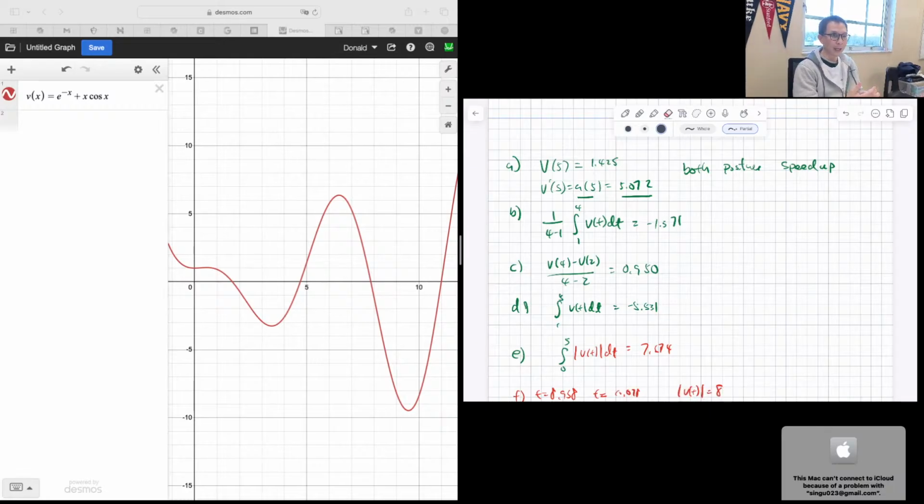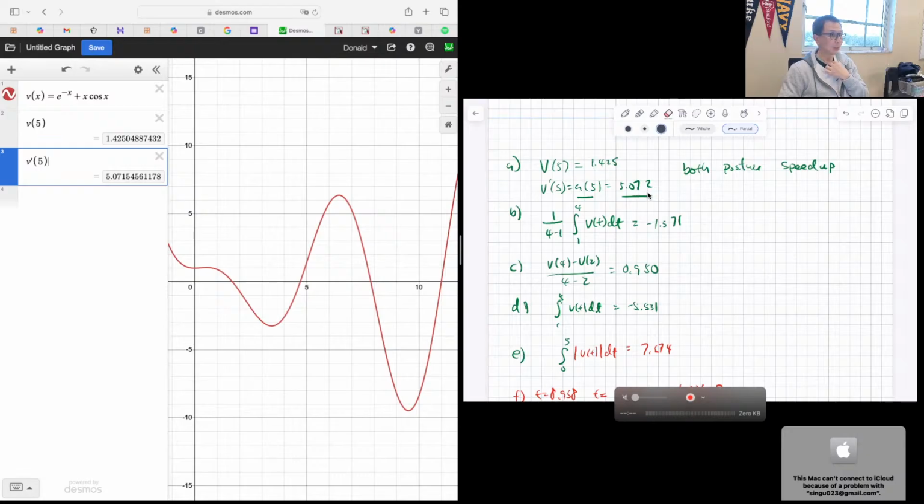And what I'm saying is this proof of a number is very, very important. So let's say V of 5, right? And V prime of 5, like this. And you have to provide a number because you cannot say both positive. You must provide a number. Is this okay? And you must provide a subject. I'm telling you, if you don't provide that on Friday, I cannot give you a point. You have to say V of 5 is equal to 1.425. You have to say V prime of 5 is equal to A of 5 is equal to 5.072.